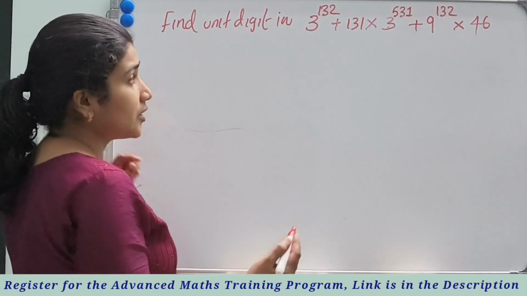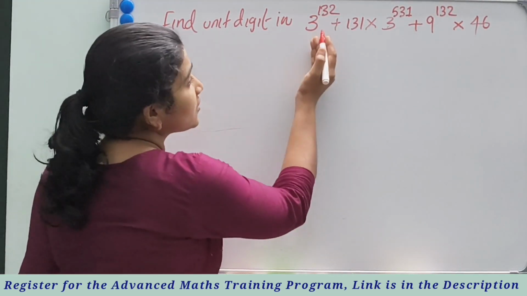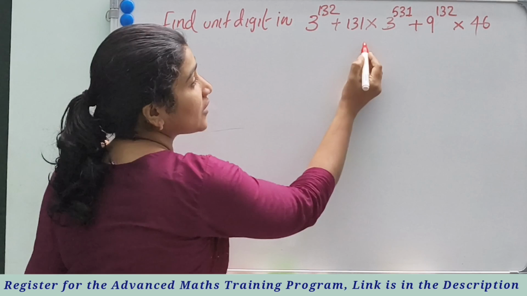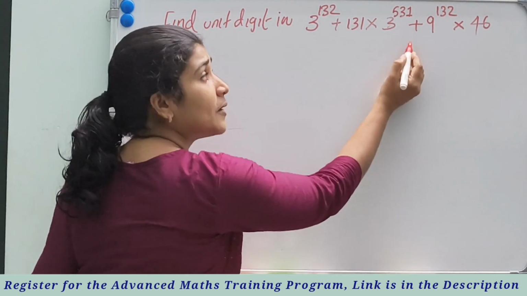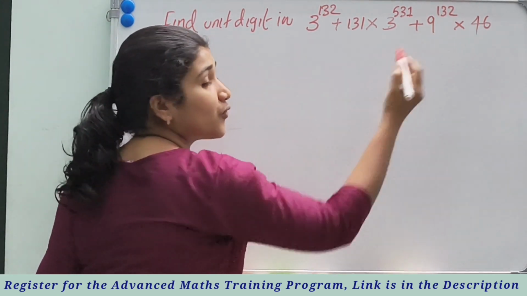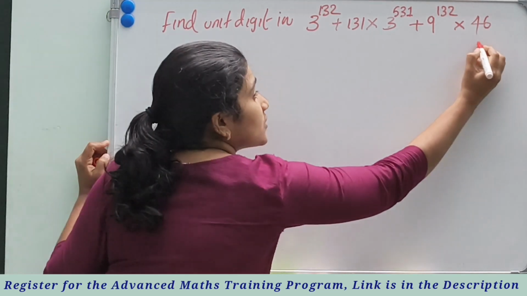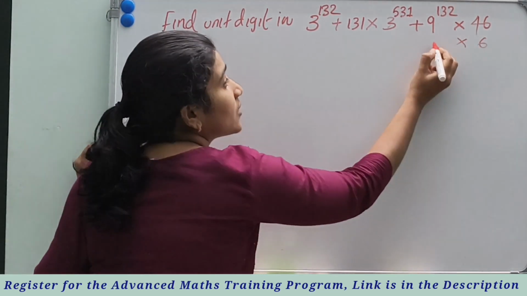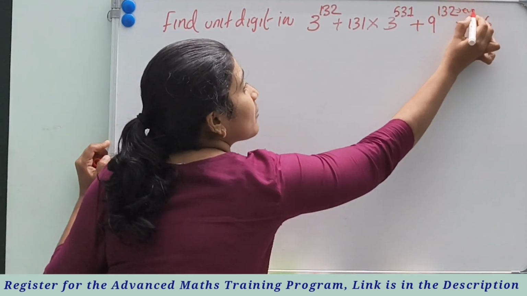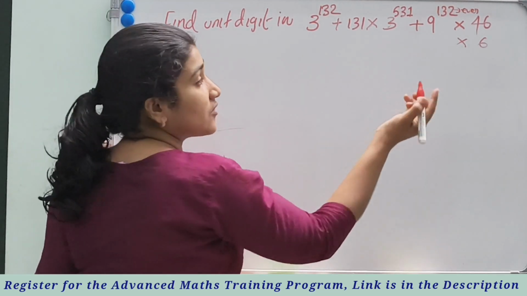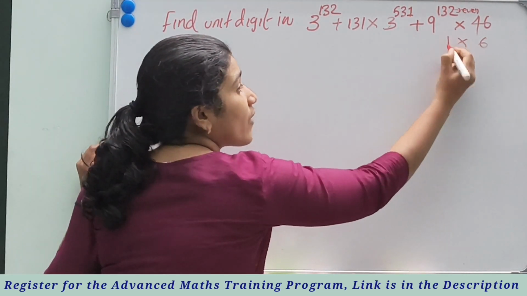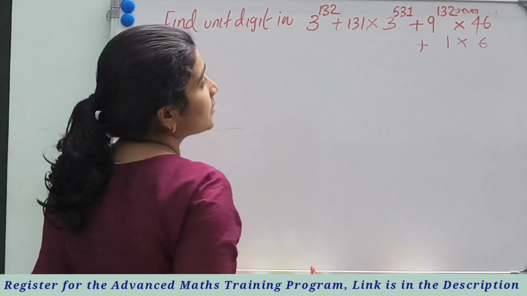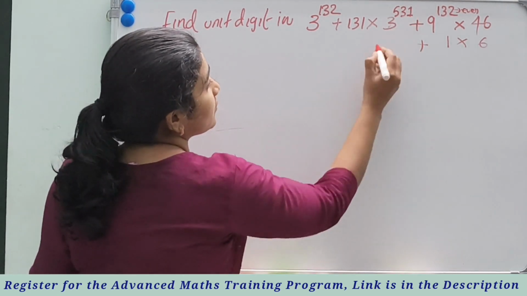Now, in this expression, find the unit digit in 3 raised to 132 plus 131 into 3 raised to 531 plus 9 raised to 132 into 46. Unit digit in 46 is 6, into, here 9 raised to even number. 9 square is 81, so 9 raised to even number is 1. Here 3 raised to 531.